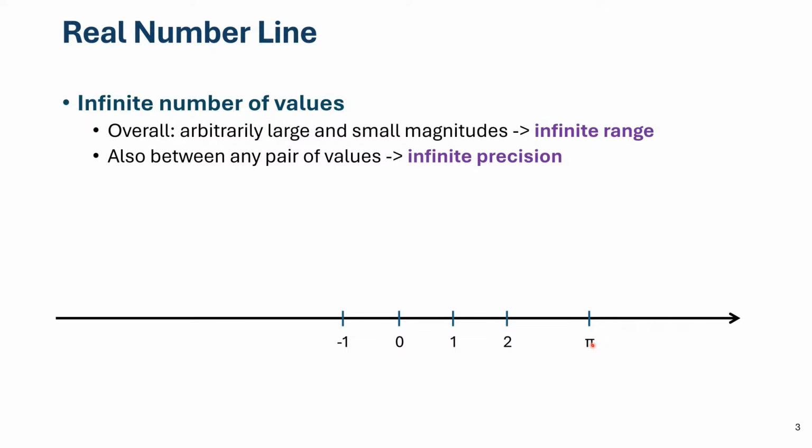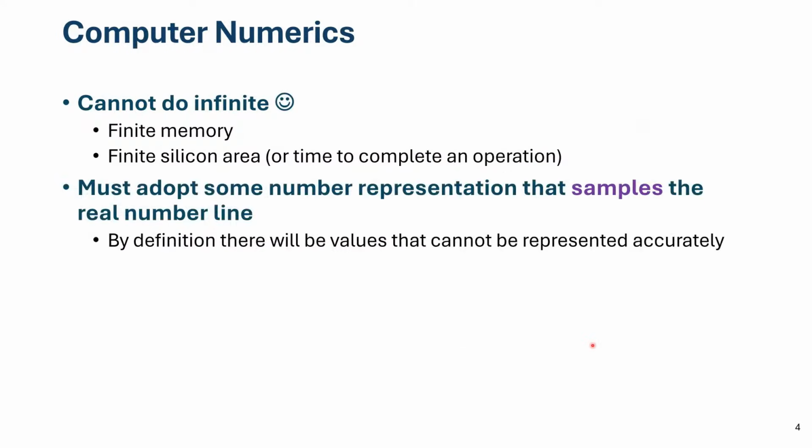So there's an infinite number of those, right? And whenever we talk about algebra, those are the assumptions that you're working with: the real number line, which has infinite representation. Unfortunately for computers, they cannot do infinite because memory space is finite, memory bandwidth is finite.